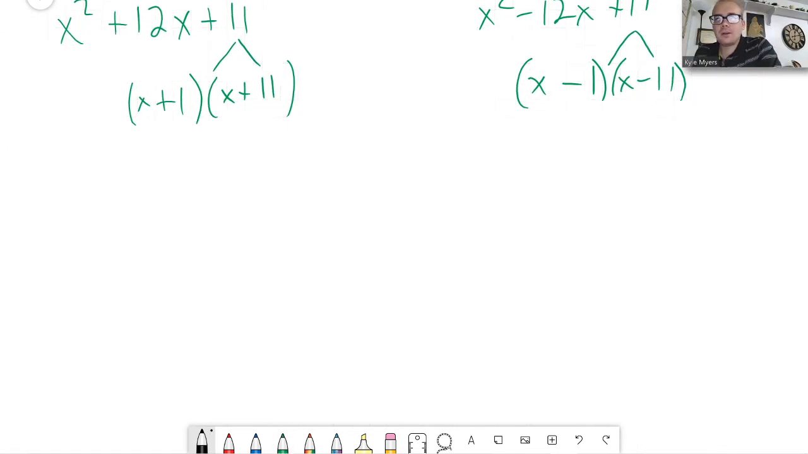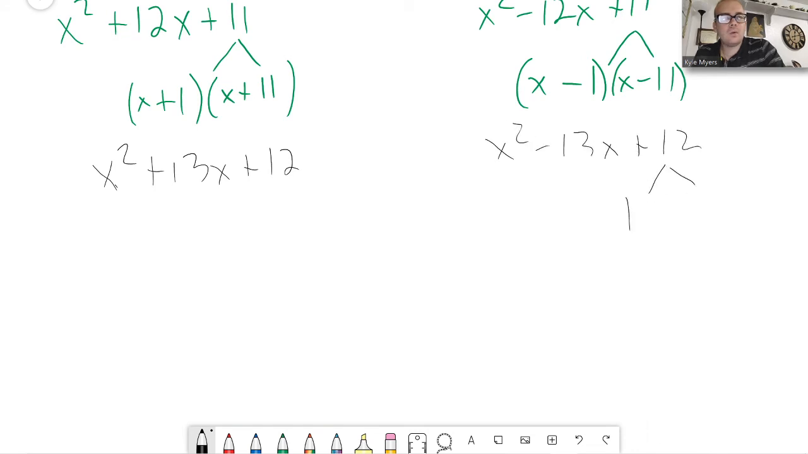Okay, number 12. Number 12 has a lot of factors, starting with x squared plus 13x plus 12, x squared minus 13x plus 12. 1 and 12. 1 and 12. So this is a plus. This is a minus.